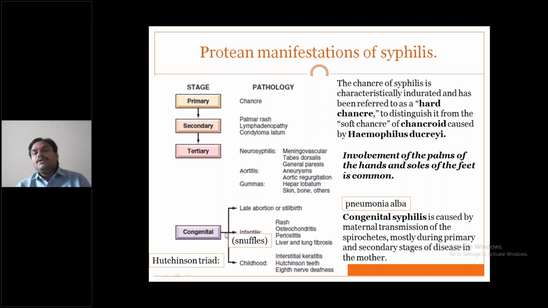The next important is congenital syphilis. Involvement of the palms and soles of the feet is common in secondary syphilis. And one more important point I want to tell is regarding pneumonia alba. In patients with congenital syphilis, what happens is either they present with late abortion or stillbirth, or in infants as snuffles. Remember this point, snuffles. Snuffles is nothing but a persistent rhinorrhea in infants. This is called snuffles.